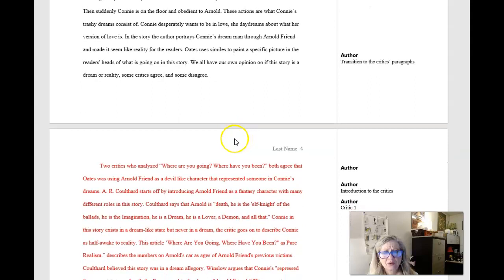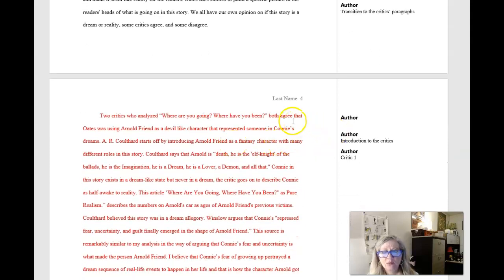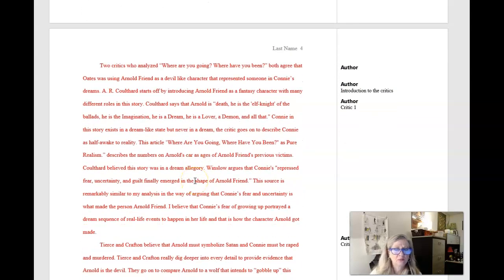Okay, so now, and I have it in red, we move into the student's section where the critics are discussed. And you can see there's a transitional statement. Two critics who analyzed Where Are You Going, Where Have You Been both agree that Oates was using Arnold Friend as a devil-like character that represented someone in Connie's dreams. So this is the transition that connects these two sources back to the student's thesis statement, and shows how these two critics had a similar approach.